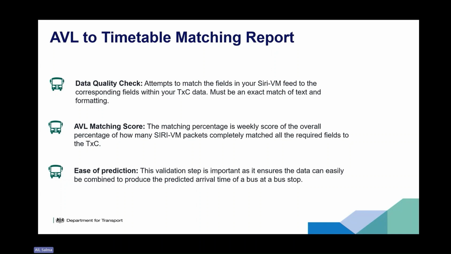And your AVL matching score is the matching percentage. It's an average weekly score that gets refreshed every Monday, and it takes an average calculation of those matching attempts throughout the week and gives you an overall score of how your data performed. And the reason the validation step is important is it ensures that the data can easily be combined to produce the predicted arrival time at a specific bus stop for a bus. So that's really important for consumers of the data.